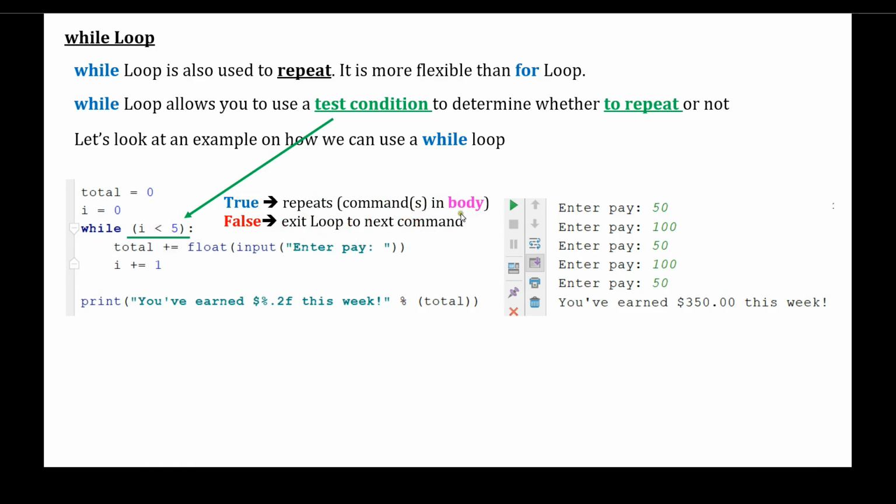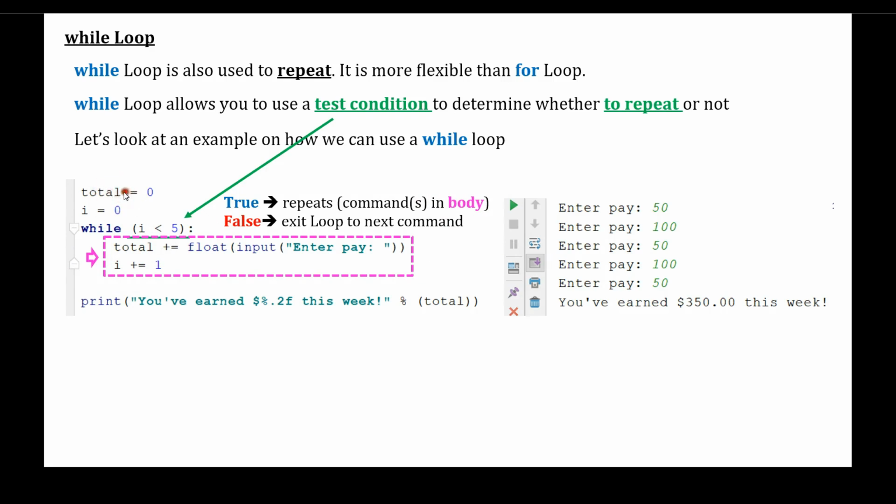How do you know which are the commands inside the body of the loop? You see there is an indentation here, a space. So these two statements have an indentation. These two statements are considered the commands in the body of the loop. So if the condition is true, it will repeat these two statements and go back and check the test condition. Let's look at this example.